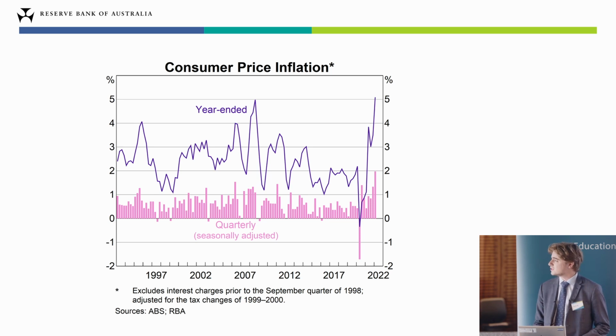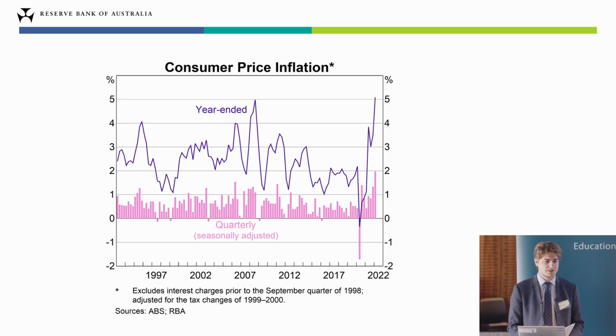So this graph shows inflation over the year, that's the dark line, and also the quarterly movements in the bars. And the movement over the year is essentially just the accumulation of 4 quarters of data, or 4 of these bars here.